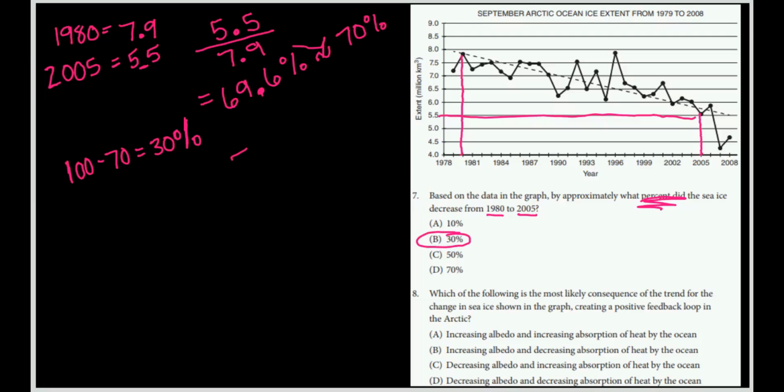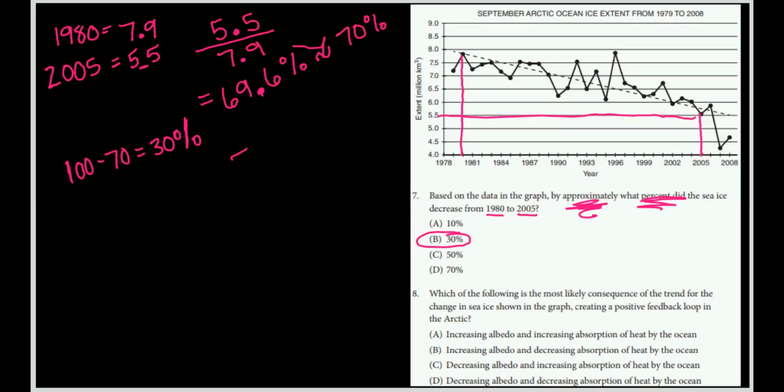Okay, you could do 100 minus 69.6, and because it says approximate, so that's like about, you might get 29 point whatever, 29.4 or 30.4. And that's okay. You just pick the closest one. So that's that one. And you see that one requires you to look at the graph, and then it requires you to do some math. Okay? So now let's go to the next one.